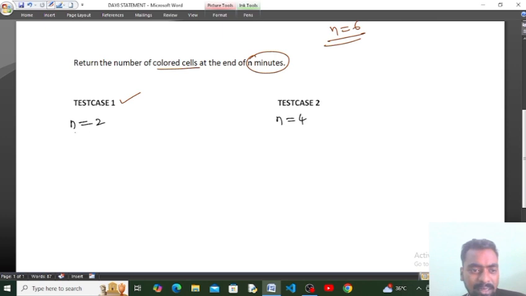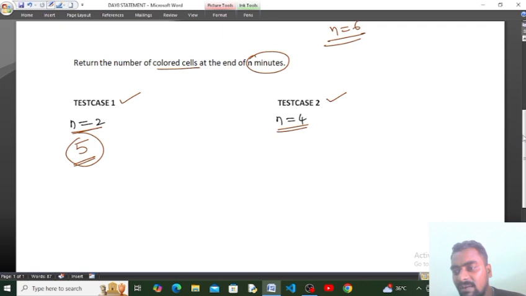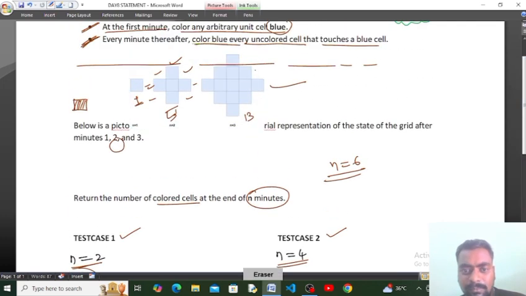For test case 1, what is my n value? 2. After 2 minutes, how many cells can we color? That is 5. So for test case 1, for 2 minutes of time, we can color 5 cells. Output is 5 for the first test case. For the second test case, after 4 minutes of time, how many cells can we color? That we can see in the diagram here.